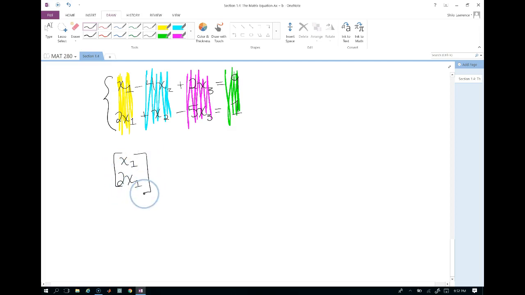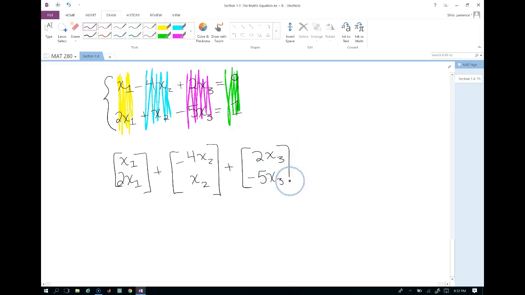So we're going to have x1 and 2x1. Those could go together. And then I've got negative 4x2 and x2. Those are the second entries. And then we've got 2x3 minus 5x3 equals 9, 1.